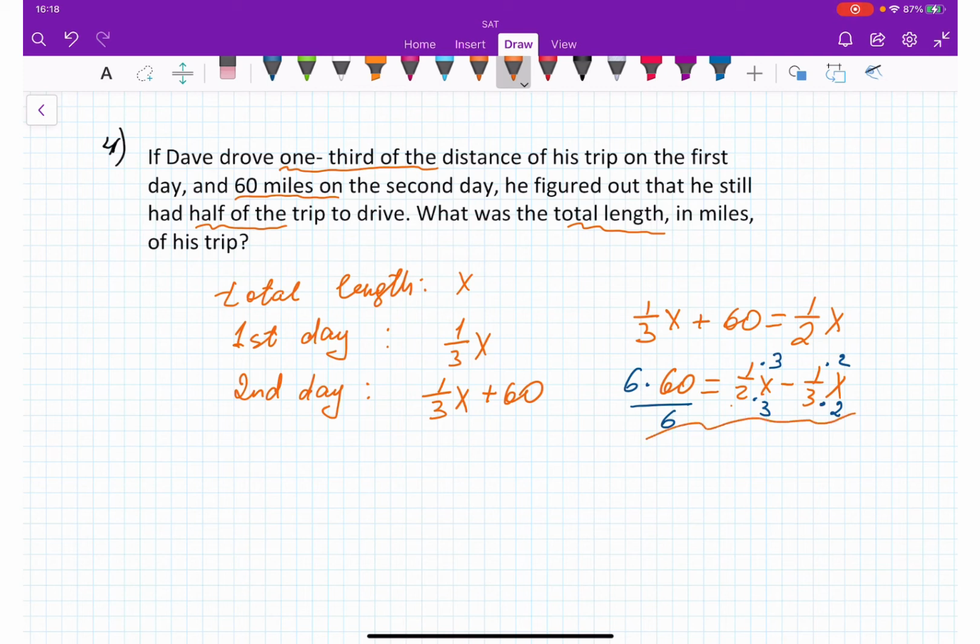If the denominator is the same and we have an equal sign, it's an equation, that means the numerator has to be the same also, which means 6 times 60, it's going to be 360, is equal to 1 times 3 is 3x, and minus 1 times 2 is 2x. And our x, the whole distance, is equal to 360 miles.